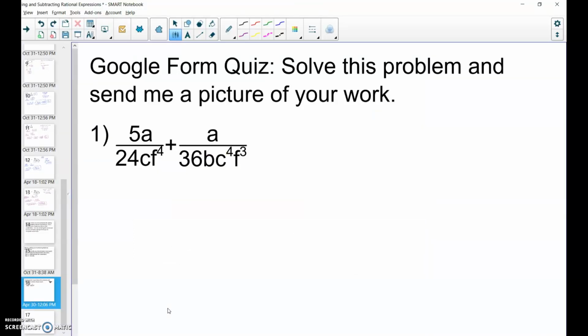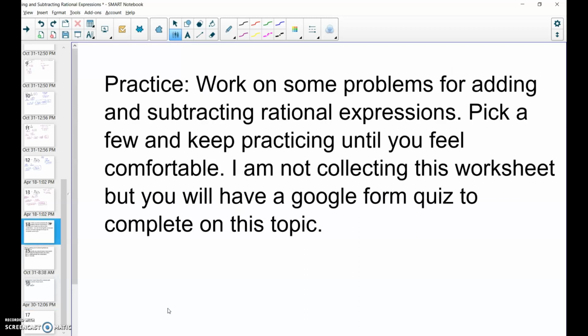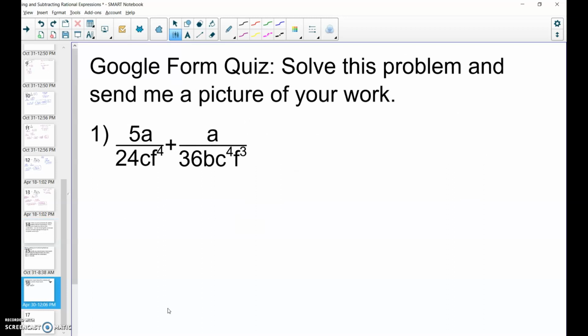So 2 things that you need to do is you need to work on the practice worksheet, pick a few problems until you're comfortable with it, and then you need to do the Google form quiz. Okay, submit a picture of your work.